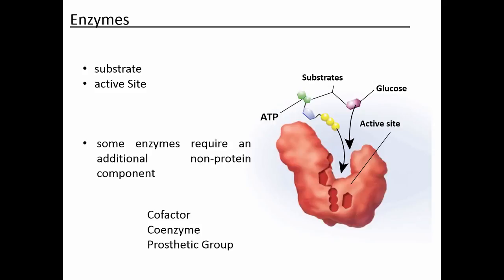So a cofactor is any non-protein molecule, or can be an ion, required for the functioning of an enzyme. In terms of ions, specific examples of cofactors would be iron ions and zinc ions. Those are two examples of ions that act as cofactors for enzymes.